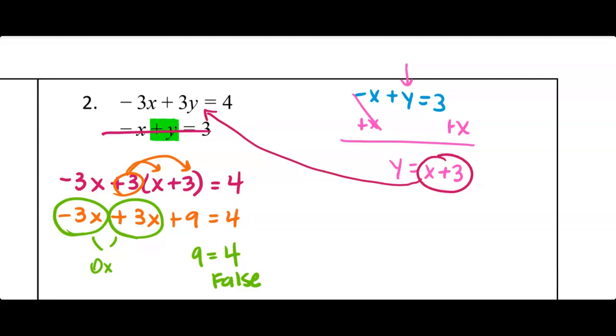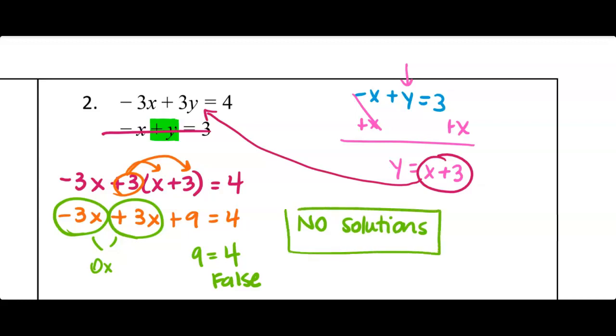Since that's not a true statement, then I know that I have no solutions for this system. That means no number that I plug in will make both of my equations true. And that is, remember, an inconsistent system because they're parallel lines.